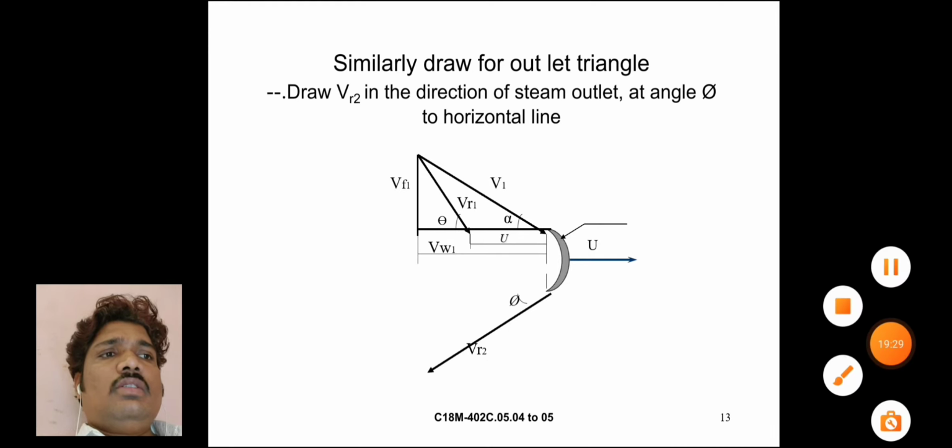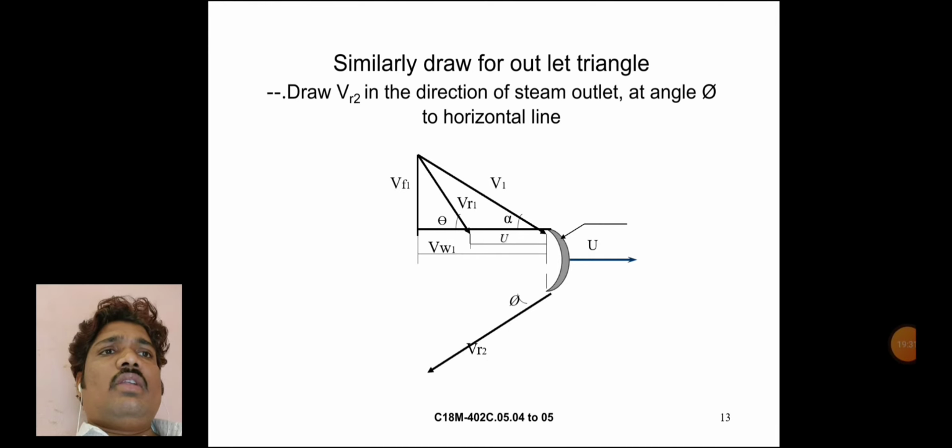Similarly, draw the outlet triangle. Draw VR2 in the direction of steam outlet at angle phi to the horizontal line, as shown in this figure. In this figure, the steam inlet velocity, steam inlet relative velocity, steam inlet flow velocity, steam inlet whirl velocities, blade velocities, nozzle angles, and steam outlet velocities are as shown in this figure. This relative velocity is shown in this figure.